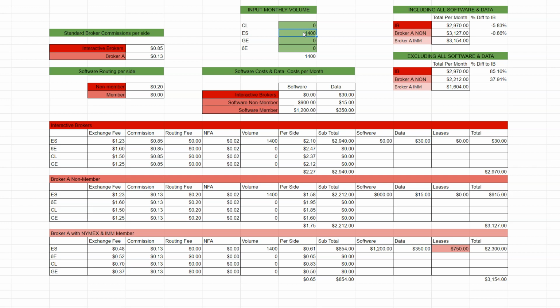But if you're looking at a reasonable amount, let's look at 5,000 ES contracts in a month. This is where the savings become huge, because if we look here at including all software, you've got 5,000 a month, whereas IB is double that, and any normal broker non-member is nearly 9,000. Exclude the software and the savings become exponentially bigger: it's 3,800 a month against 8,000, and IB is 177% more expensive.